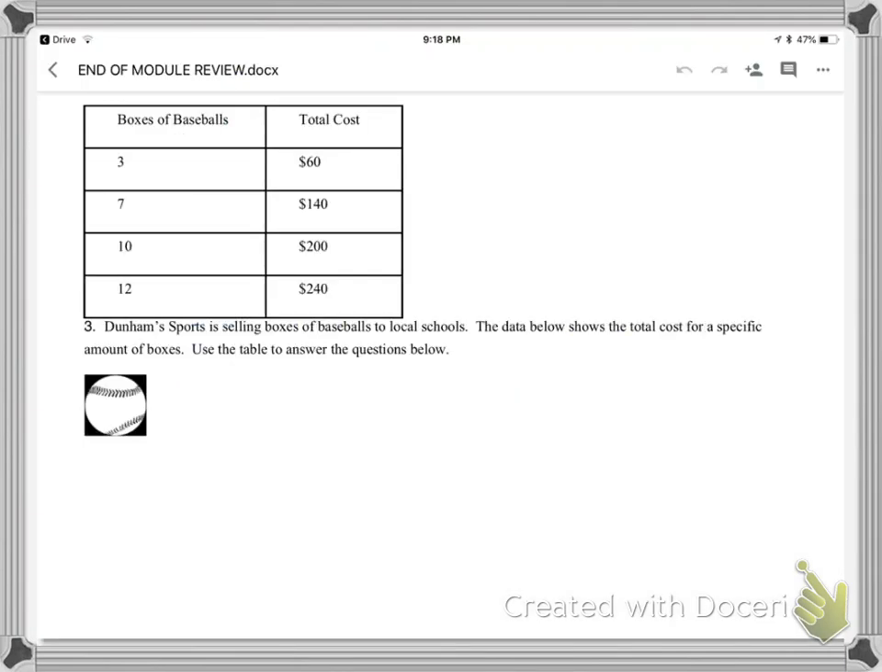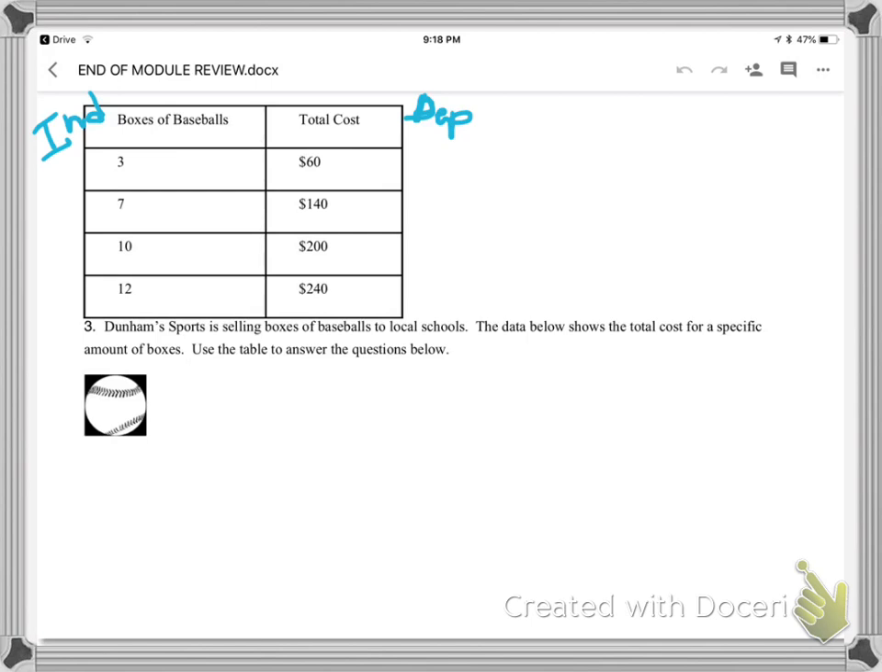All right, next we have to identify the independent and dependent variables. Well, it's in a table form, so I know that the boxes of baseballs is the independent. This one's the independent variable because it's in the first column, and the dependent variable would be the total cost. And that makes sense because I would say that the total cost depends on how many boxes of baseballs I buy. And the number of boxes of baseballs that I buy determines my total cost. So I would say that's it right there.